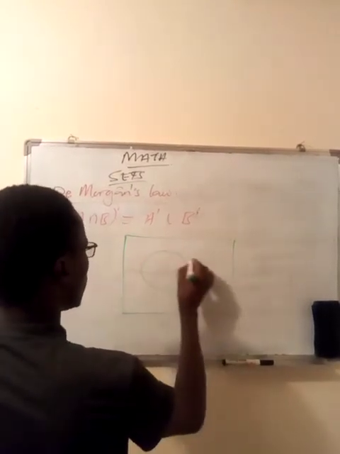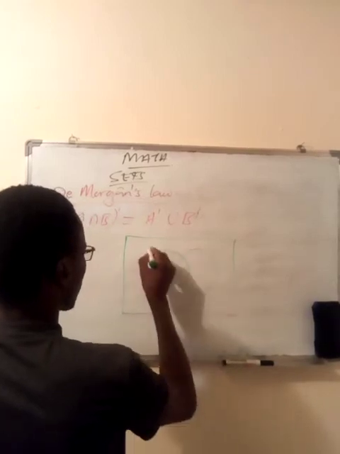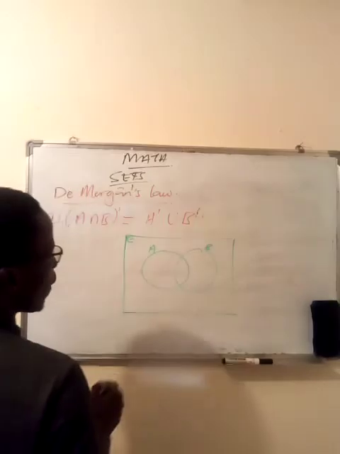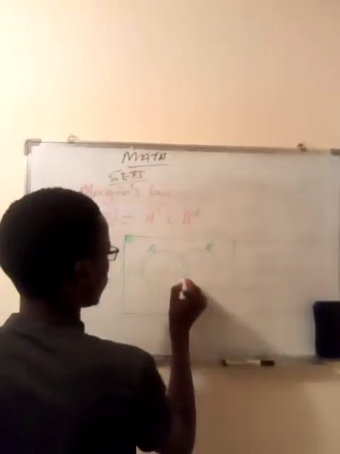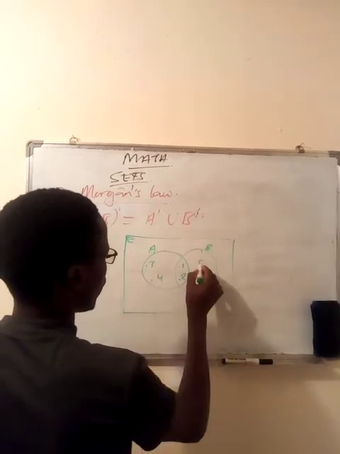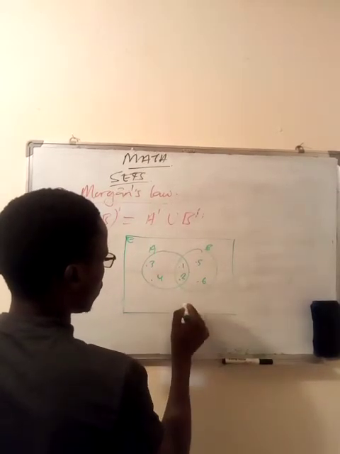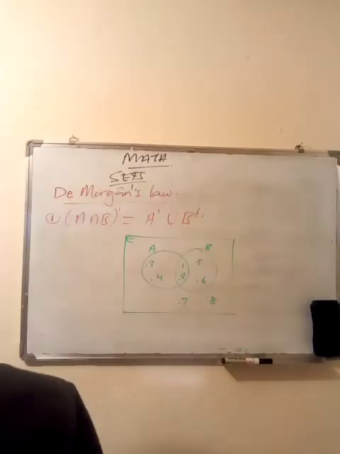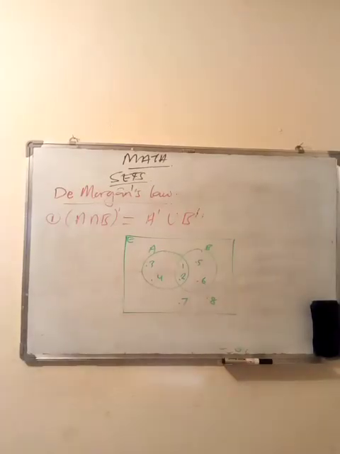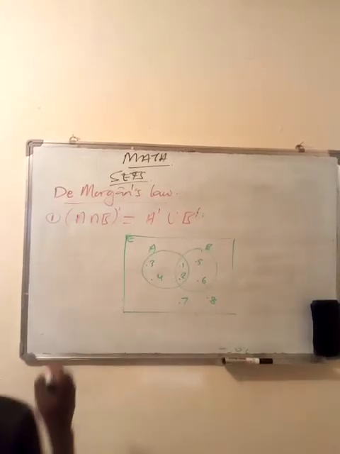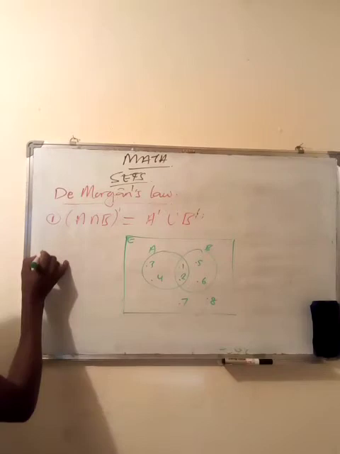Then let's find B complement. B complement is going to be whatever is outside B. You can see that B is having 1, 2, 5, and 6. So everything that is outside B, we're going to have 3, 4, 7, 8. That's what we have as B complement.